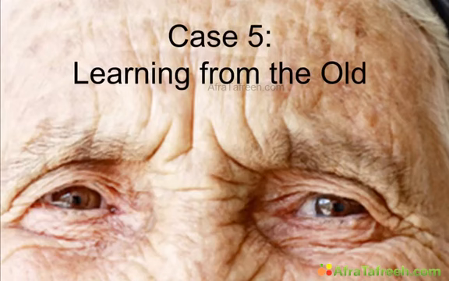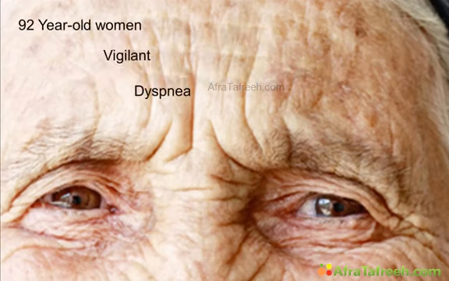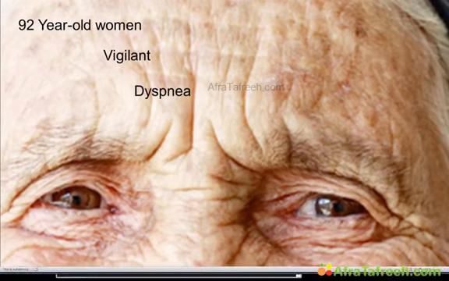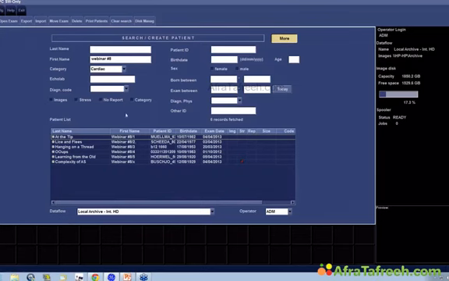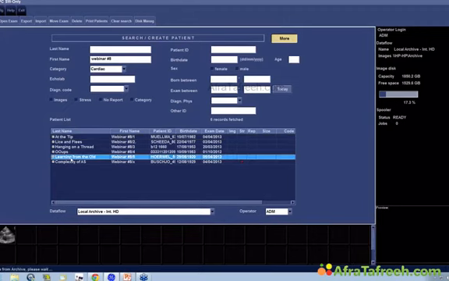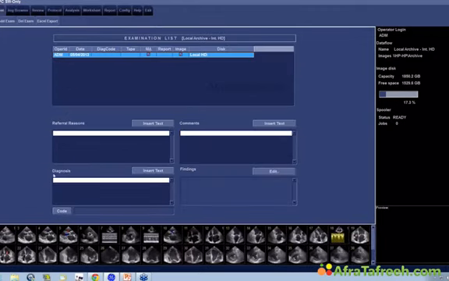This is a case of a patient who was 92 years old, and she was very vigilant and never had any problems. Then all of a sudden she did come in with dyspnea. Nothing very spectacular, and as you will see, I'm not going to show you something that you've never seen before, but I want to go through this case to show you how I would interpret these findings.